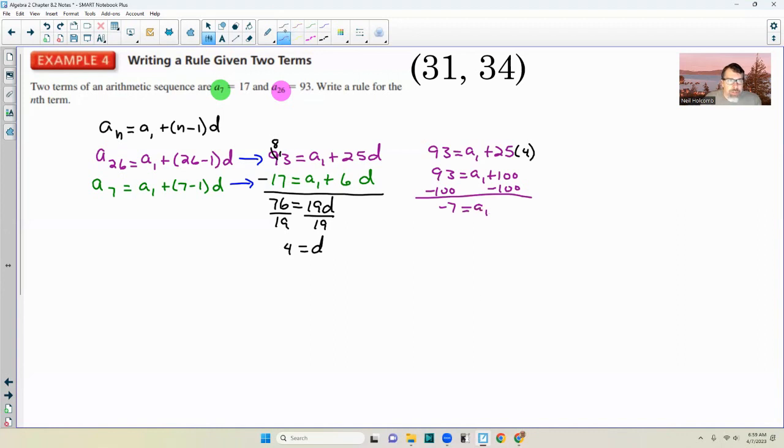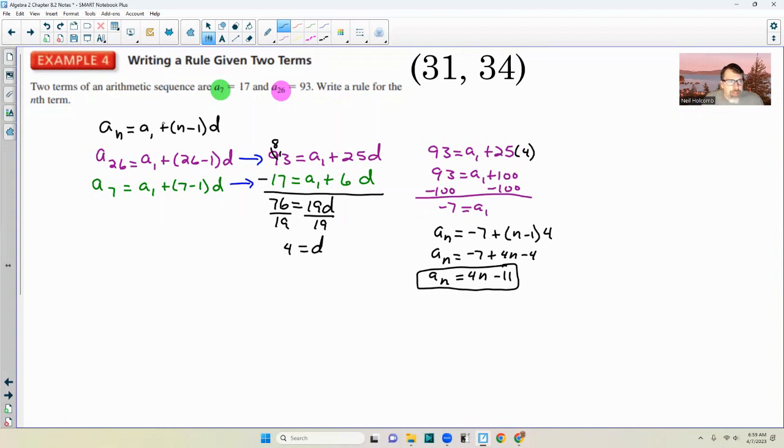So for this sequence, it will be a sub n equals a sub 1 plus n minus 1 times d. And when I simplify this, I get a sub n equals -7 plus 4n minus 4. Rearrange, a sub n equals 4n, and -7 minus 4 is -11. So the sequence rule is a sub n equals 4n minus 11. And there you have it.